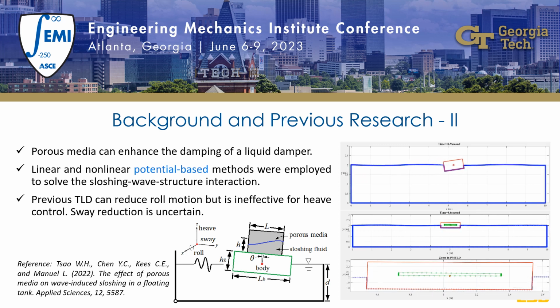In 2018, we proposed an effective solution to resolve the lack of damping of a liquid damper by adding porous media inside the tank. Then we applied linear and nonlinear potential-based methods to simulate the sloshing fluid-wave-structure interaction. Compared to the uncontrolled structure, the TLD can reduce roll motion, but is ineffective for heave control, while sway reduction is uncertain.